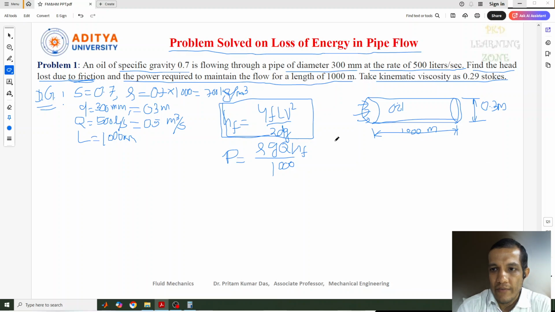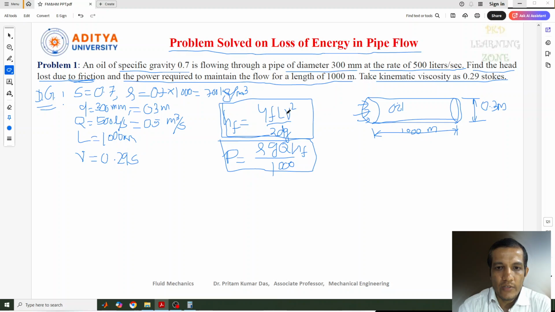And here the kinematic viscosity, that is nu, equal to 0.29 stokes. So this also we can convert in terms of meter. Anyway, first of all we need to find out this head loss. So the formula is hf equal to 4fLV square by 2gd. Now f is not given, L is given, V is also not given. D value is given, g is also known.